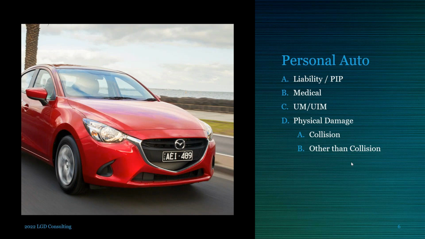So collision is damage to your vehicle because you hit something and damaged your vehicle. So you drove into a tree and damaged your car. You hit another car which damaged your car and it was your fault. So when you hit another car with people in it, liability covers the people in the other car, and then collision covers damage to your car because you caused it. That's how you need to understand that.